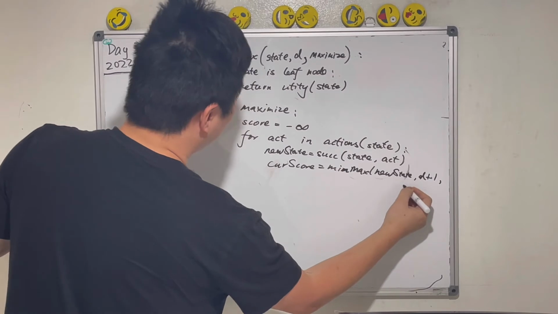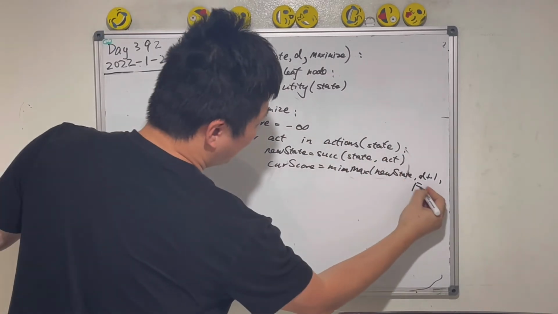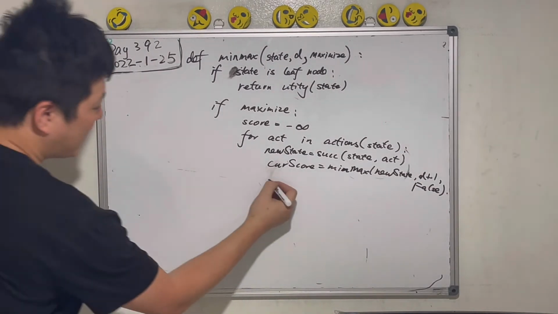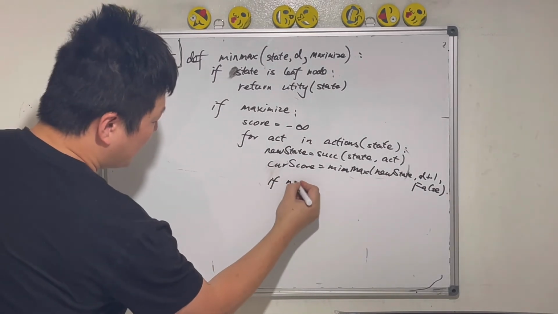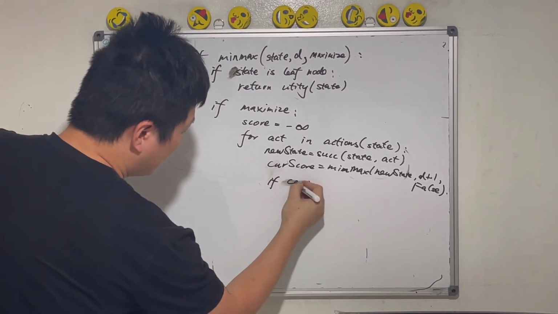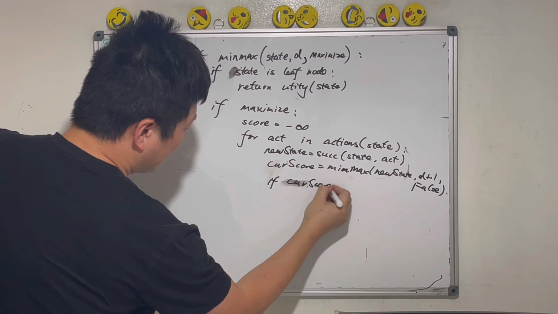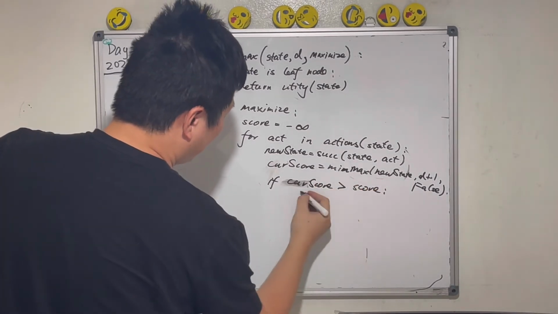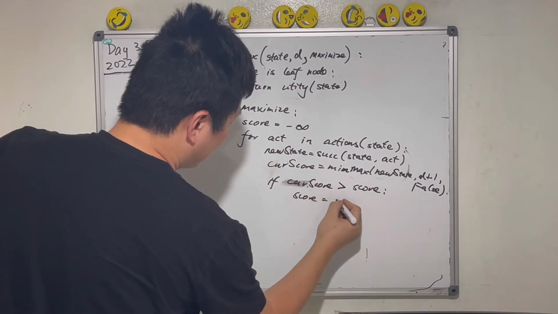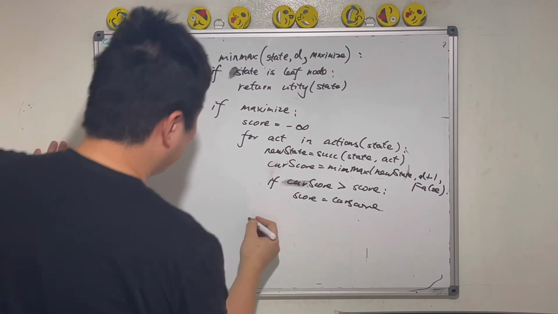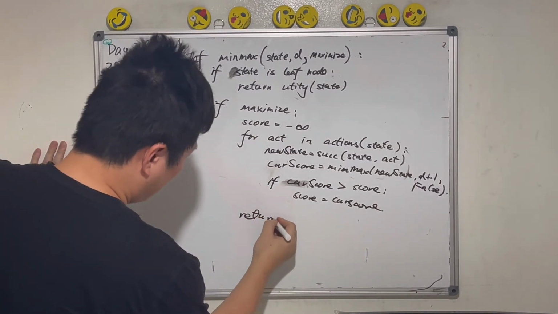Minimizing will be, if this is maximizing, then we say minimizing is false. Okay, we can just say false. And then now, if current score is bigger than score, this is the best score so far, and then score equals current score, and then return score.